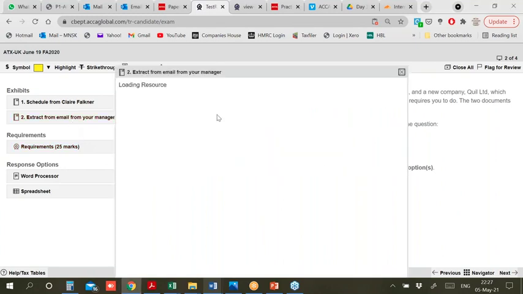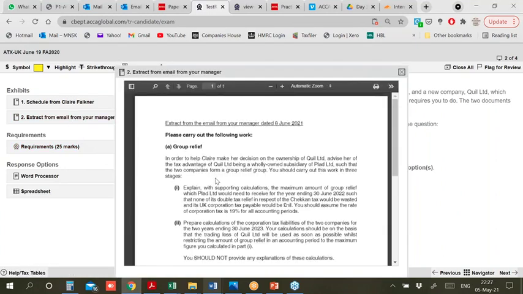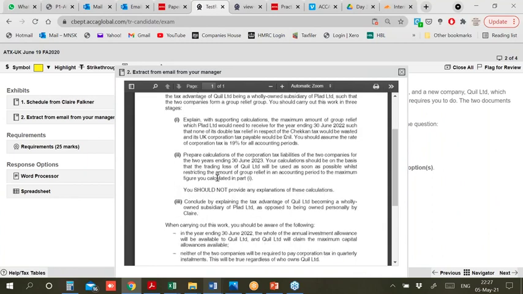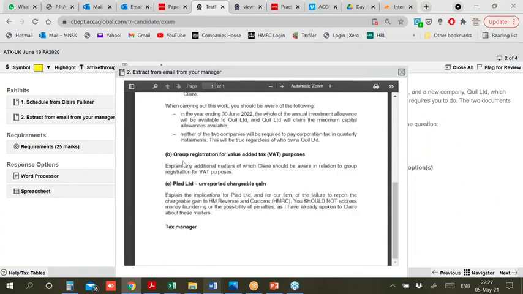So coming back to the email of the manager in which I can find detailed requirements, I will first try to read part B and C. Explain any additional matters of which Clear should be aware in relation to group registration for VAT purposes. Okay. C. Explain the implications for Plaid Limited and for our firm. So I'll make two requirements for Plaid Limited and for our firm.